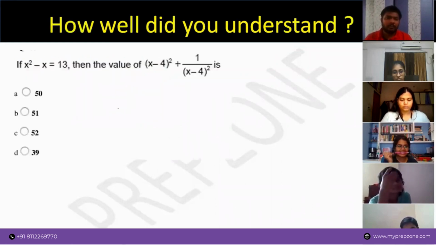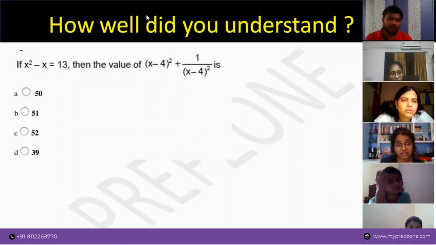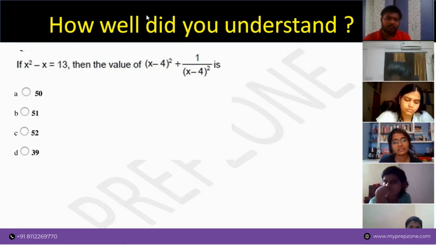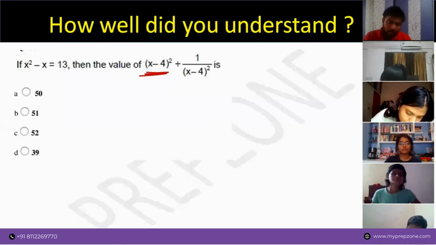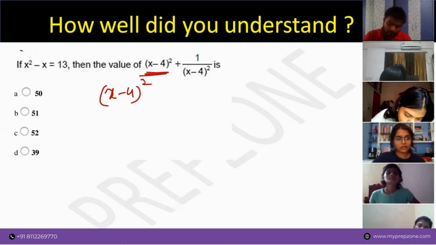So the last question for the day is this. And this will summarize the last 40 minutes of learning. Take your time, solve this right. Here, you basically need an equation in x minus 4 whole square. This is the term you need. So now try to solve for x minus 4 whole square, because this is what you actually need.